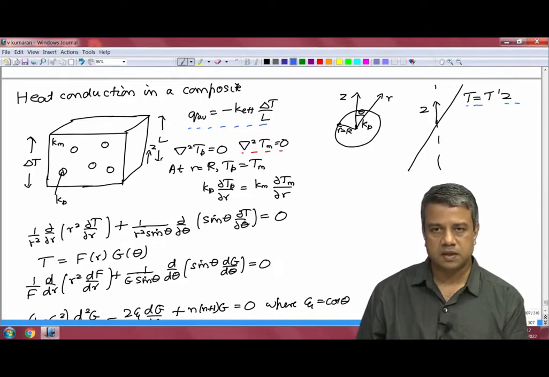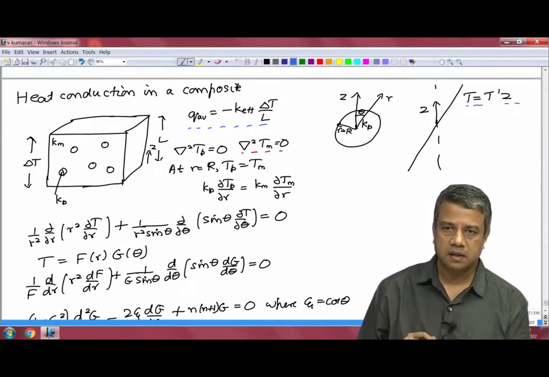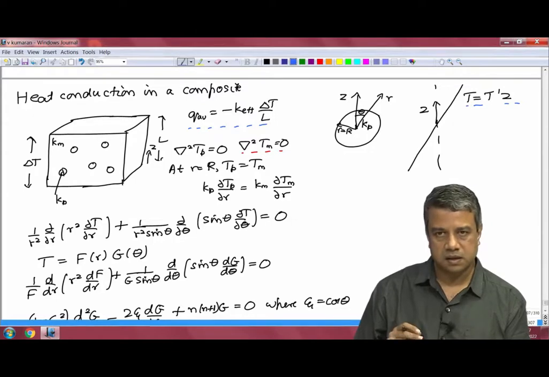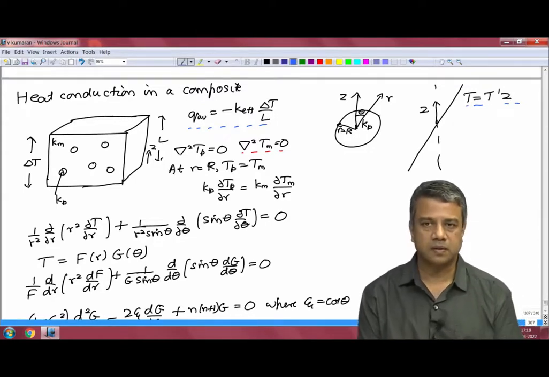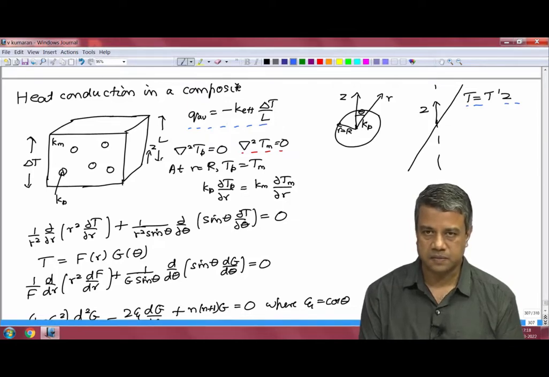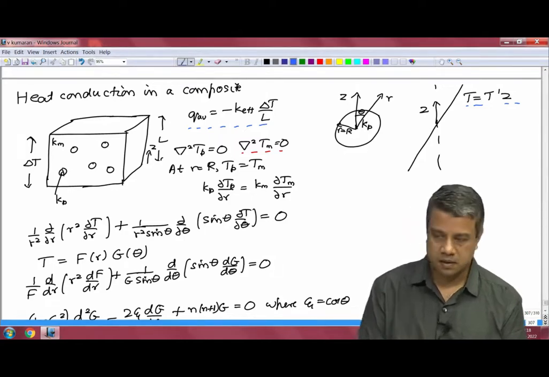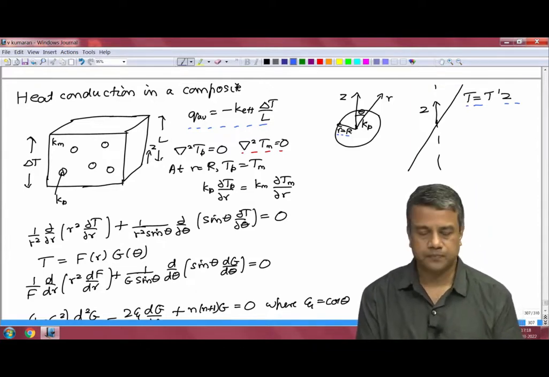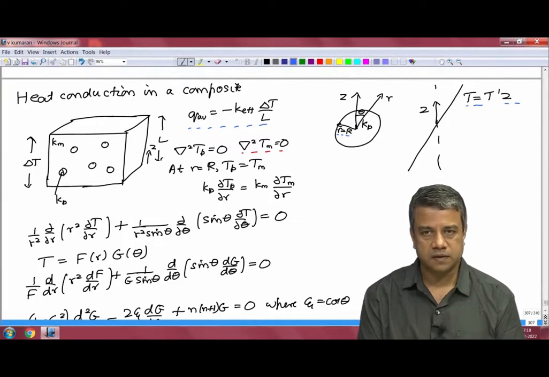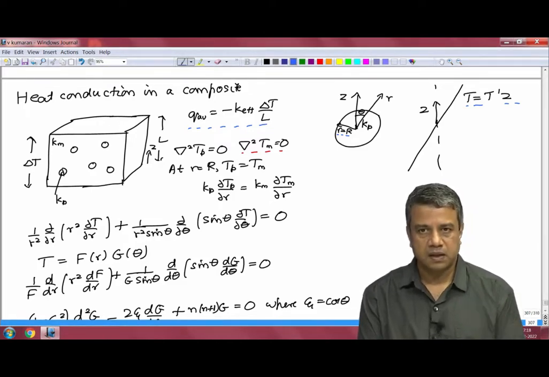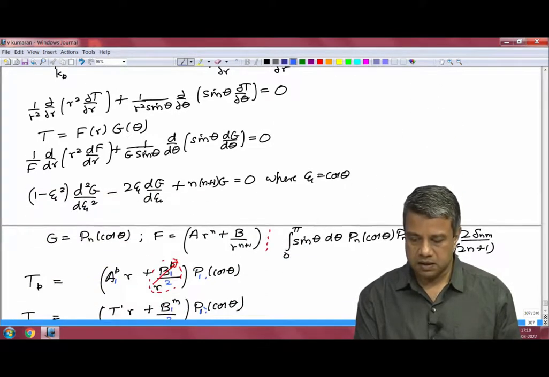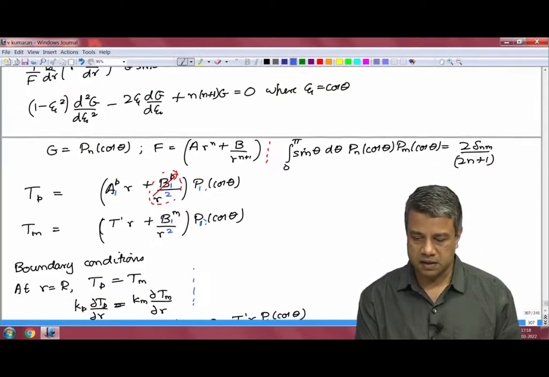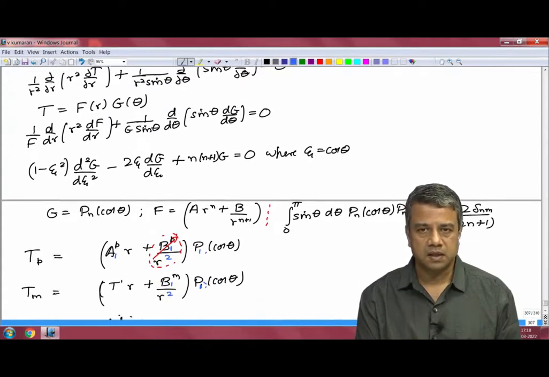This is a problem which is symmetric around the Z axis. In the limit as r goes to infinity, the temperature field depends only upon Z, which is r cos theta, and boundary conditions are applied at the surface of the particle at r is equal to capital R. Therefore, the temperature is only a function of r and theta. And we had solved the Laplace equation in the theta direction in order to get finite results at theta is equal to 0 and theta is equal to pi.